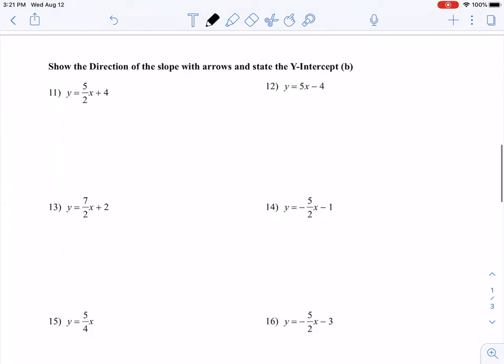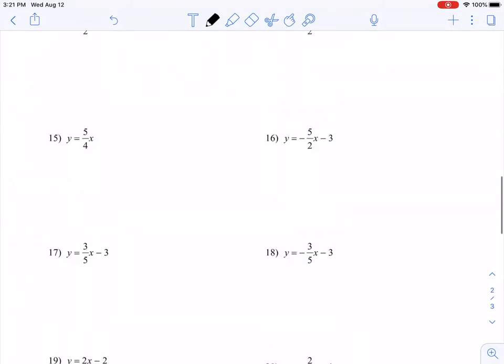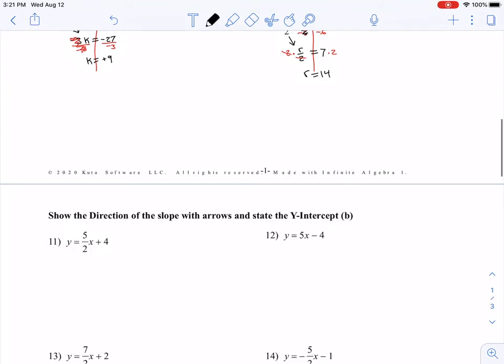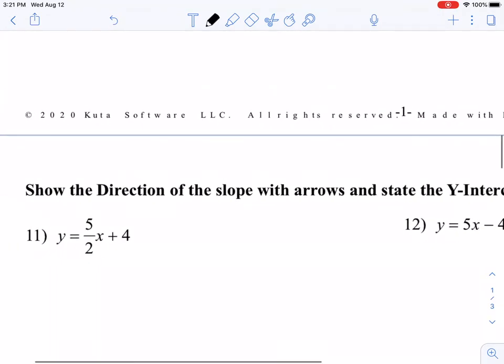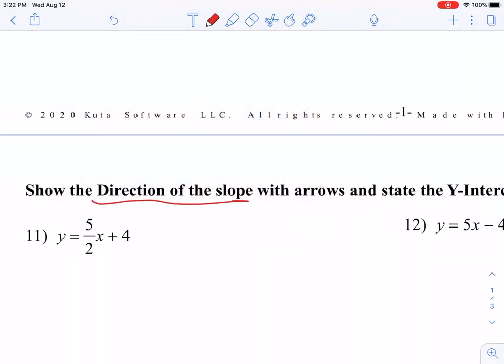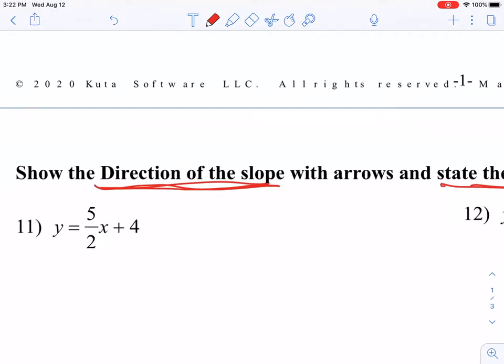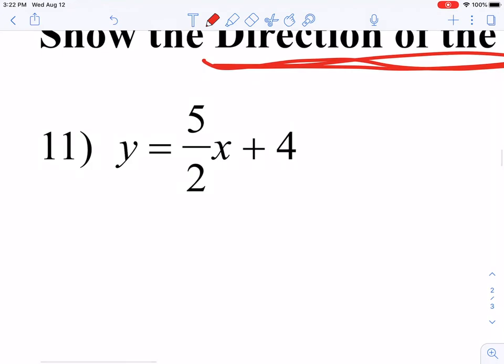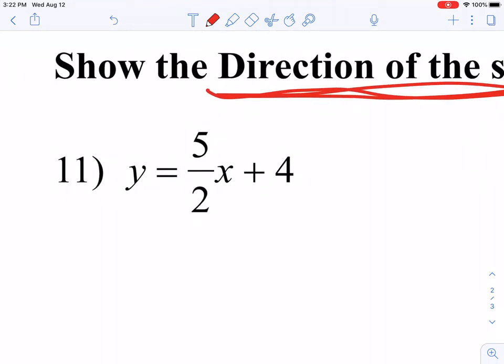Okay, so I'm going to just continue to talk about y-intercept. We're going to talk about first the direction of the slope, and we are going to state the y-intercept. So when we're given an equation in slope-intercept form, this matches with the general formula, which is y equals mx plus b.